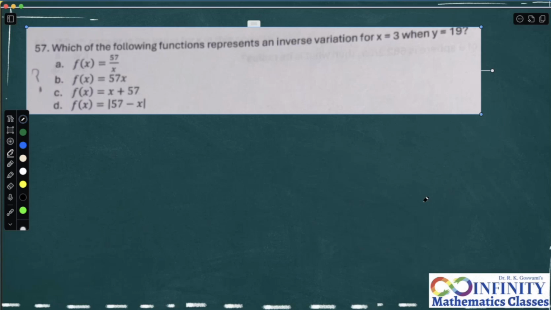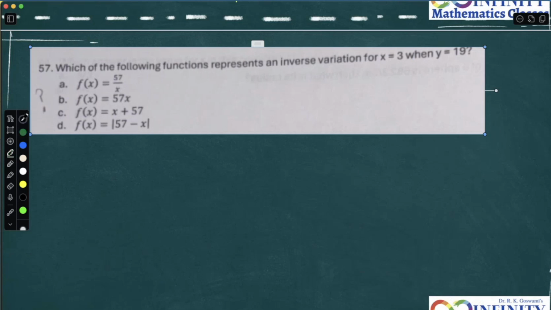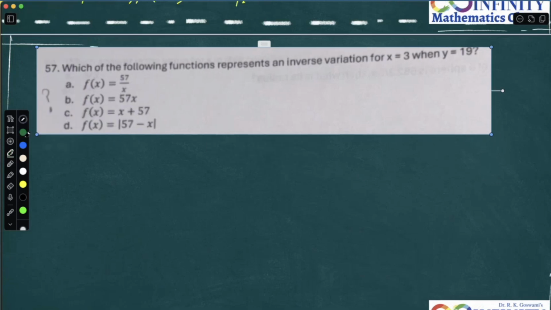Give me a second. Inverse variation. Inverse stands for 1 upon x only. I think A is the right answer. If you ask me why A is the right answer, that means y is going to be inversely proportional to x. My answer is going to be y equals k over x. Yeah, that makes sense.